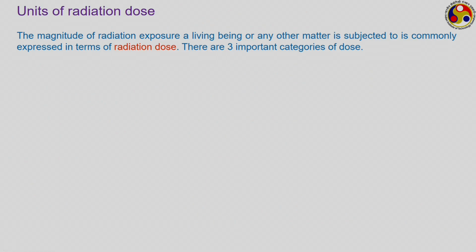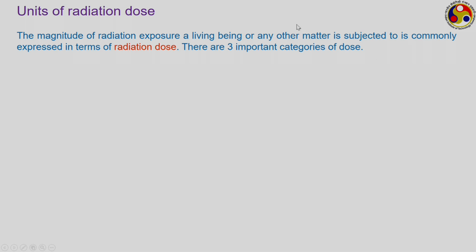Now, the one that we are more concerned about nowadays is the health hazard caused by the radiation. And whenever you are talking about the health hazard that can be the result of any kind of radioactive emission, then just the units of Curie or becquerel are not sufficient. Rather, we have to identify some other unit which can relate the radioactivity in terms of the health hazards or health effects. The magnitude of radiation exposure a living person or any other matter is subjected to is commonly expressed in terms of the radiation dose.